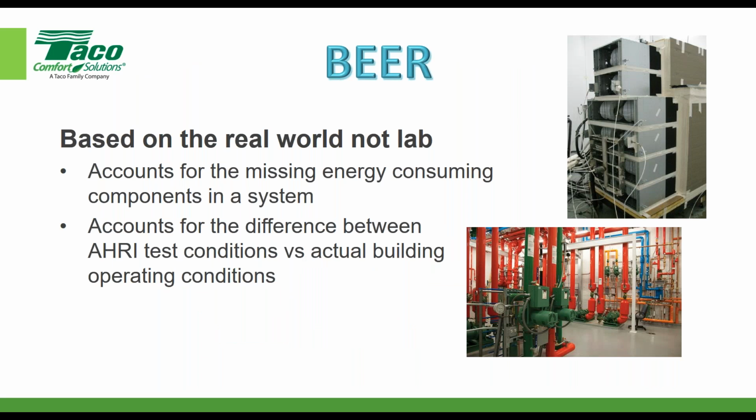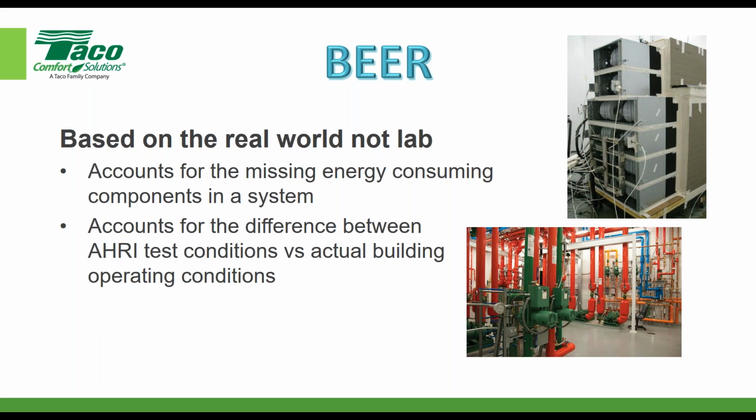So this is based on the real world, not the lab. We took all of the missing energy-consuming components in a system and put them into the calculation. Our baseline started with the AHRI test conditions and all the test results, because that's public data. Then, as an industry, the manufacturers that were part of this, who made a lot of this equipment, sat down and asked, what's in there? What's not in there? How much more do we have to add to bring lab results to an actual system?